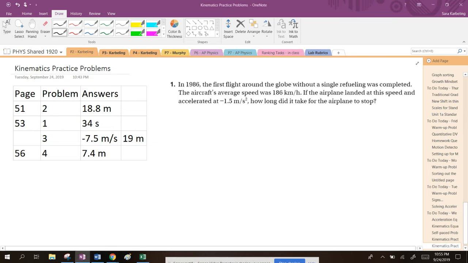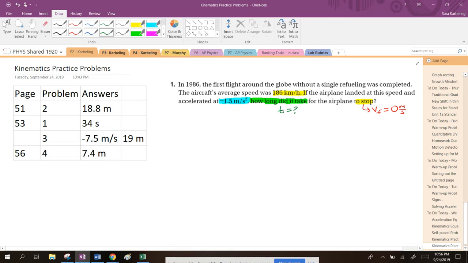So just like I did before, we're going to do this both graphically and algebraically. Let's take a look at what we know to start. The average speed of the aircraft was 186 kilometers per hour. It accelerated at a rate of negative 1.5 meters per second squared. How long did it take for the airplane to stop? That's a key word to us. It means the final velocity is 0 meters per second. We have to remember that. And the question is asking, how long did it take? So we're looking for a time.